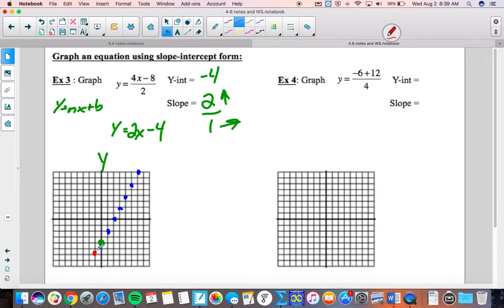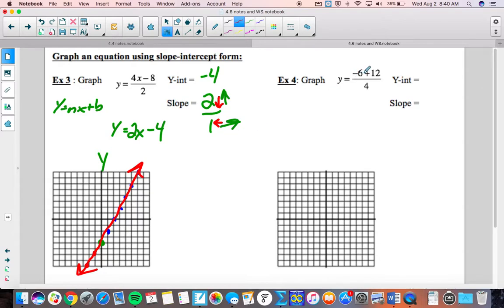Down 2, left 1, right? Because we reverse the direction of the arrows on the top and the bottom, both movements. So now it's down 2, left 1, down 2, left 1. Draw your line, and I don't think I explicitly said this, please put arrows on the end of your lines. Gotta have arrows because it keeps going forever and ever, and we don't want to sit there for the rest of our life making dots and extending graph paper. So just put an arrow on it and tell me that you know that it goes forever and ever.